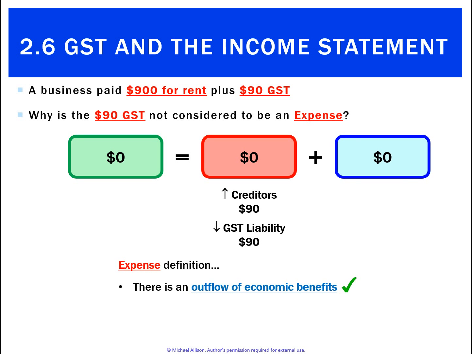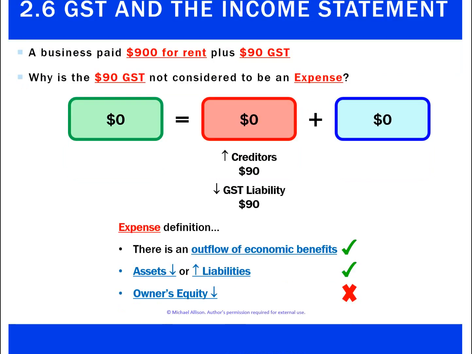So looking at the accounting equation again, is there an outflow of economic benefits? There is. We're going to owe creditors some money. Has it decreased assets or increased liabilities? It has. Creditors have increased. But is there an overall decrease in owner's equity? In this case, there's not.